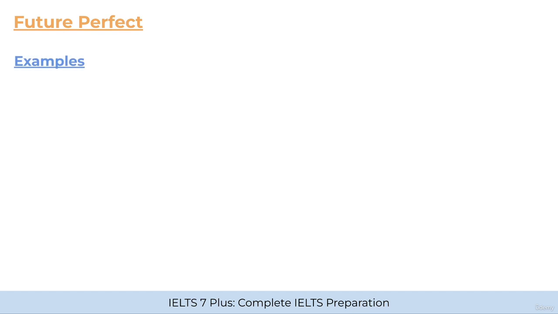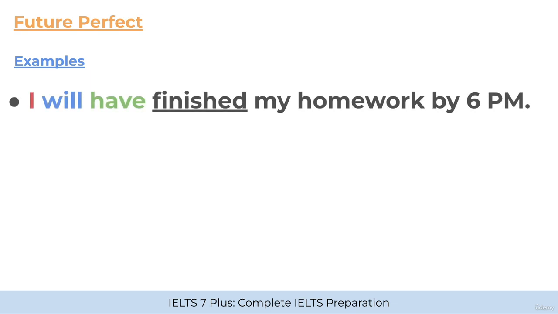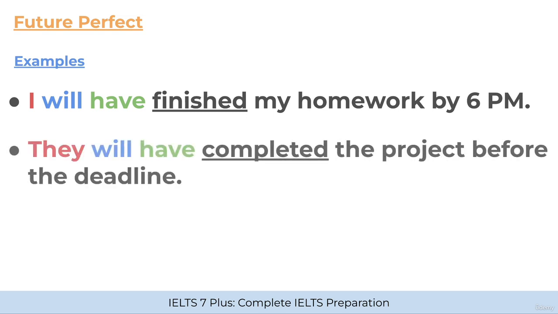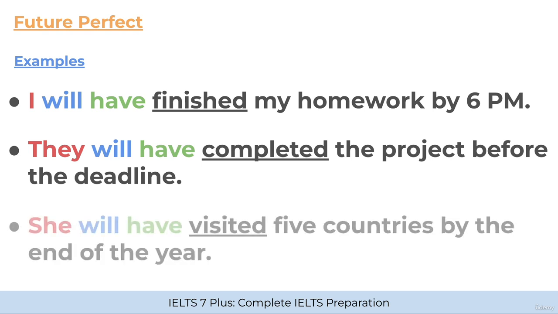Okay, let's switch back to our future perfect then, now that we are comfortable with that. So, for example, we can say, I will have finished my homework by 6 p.m. So I being the subject, will, our auxiliary verb, have, another auxiliary verb, finished, our past participle. Another one, they will have completed the project before the deadline. She will have visited 5 countries by the end of the year.